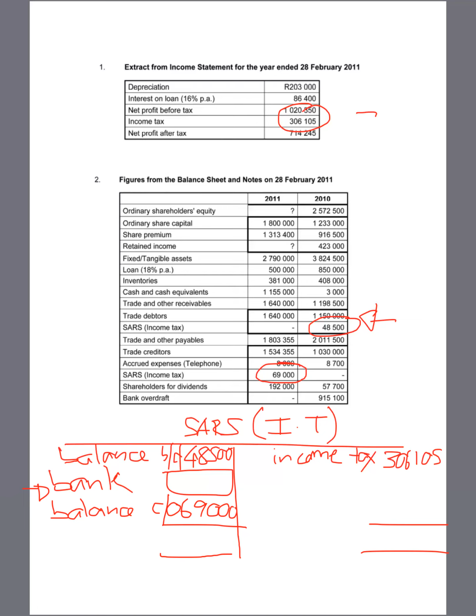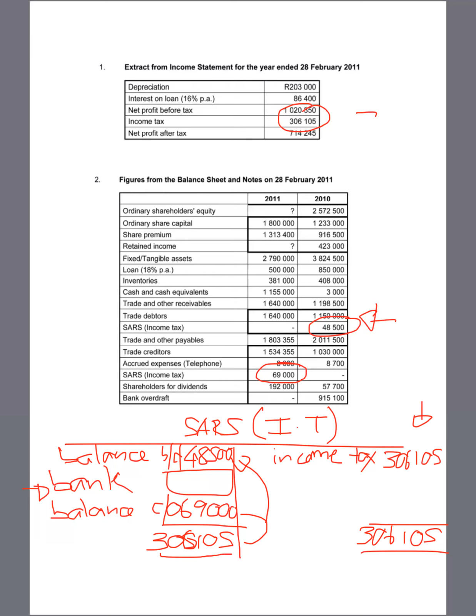But don't forget to minus your 48,500 as well. So remember, I'm going to take this 48,500 plus my 69,000, and then that amount I subtract from my 306,105, because remember that here I'm supposed to have 306,105 and this side as well. Do you get it? I'm going to take this amount at the bottom, subtract that and that to get my bank.